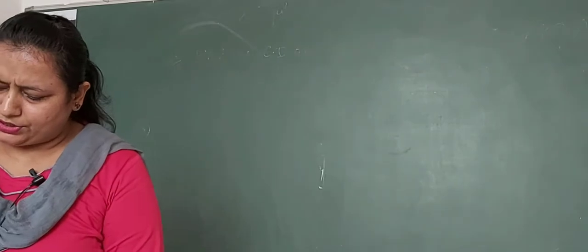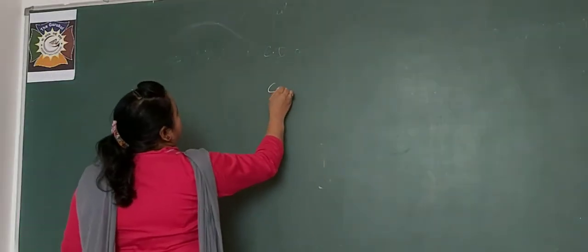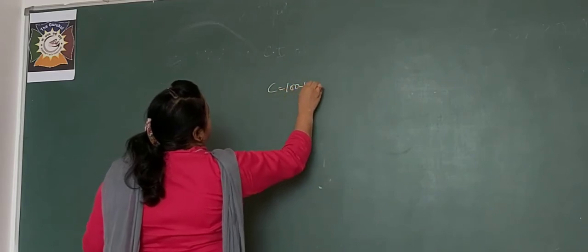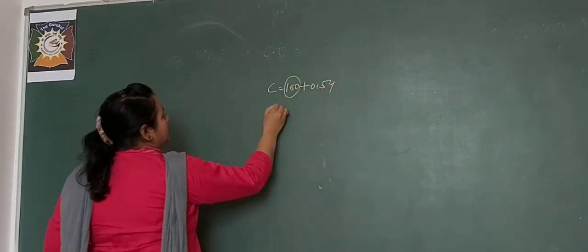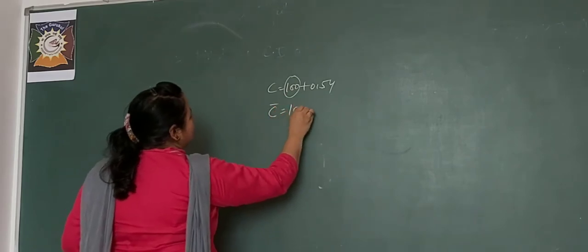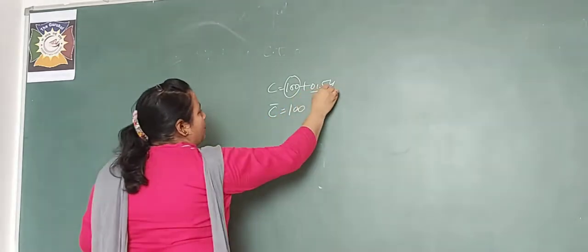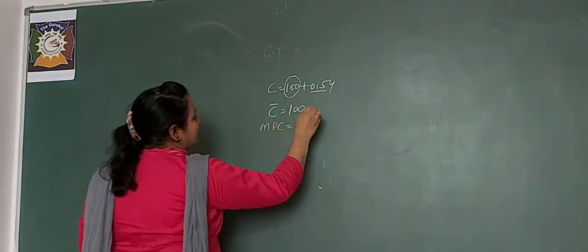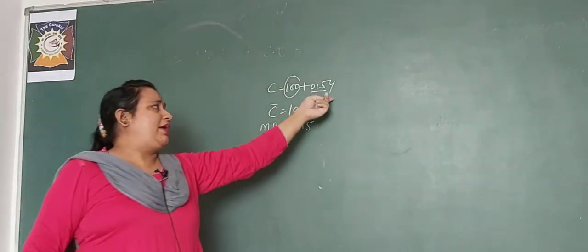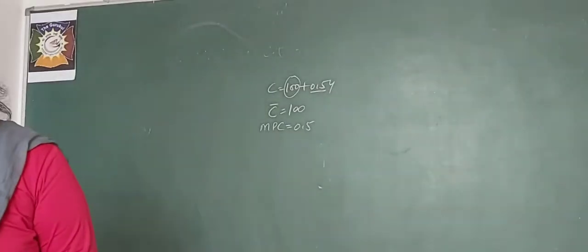The next question is, given below the consumption function is C is equal to 100 plus 0.5Y. It means this 100 is autonomous consumption, which means at a 0 level of income that consumption will be there. 0.5 is MPC. MPC means delta C upon delta Y, and Y means level of income. So let us start. What is our question?